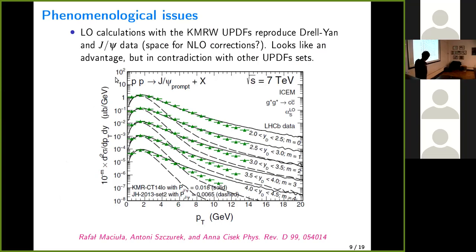As I said previously, if you compute, for instance, J/psi production with this KMR UPDF, or if you use another set of PDF, you get very different results. So, for instance, here in green, you have the experimental data. The full line is obtained with this KMR UPDF, and this dotted line is obtained with this set of unintegrated PDF. And you can see that there is really a contradiction. And also, this is a leading order calculation, so you can wonder what will happen if you add some next-to-leading order corrections. Here in this case, there is no room for more.